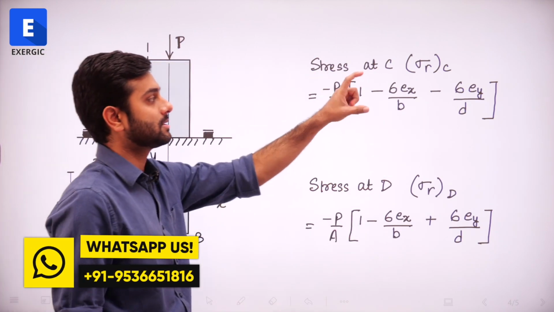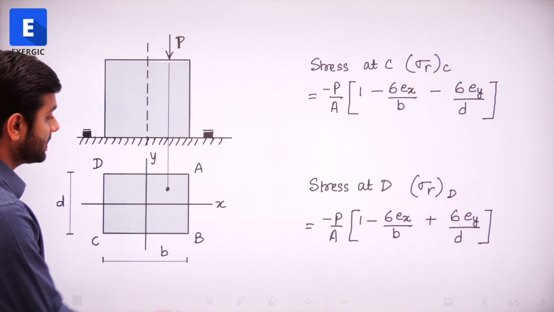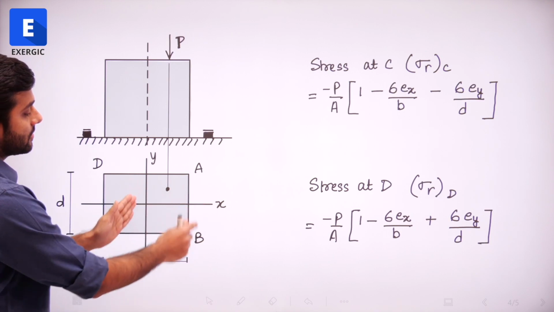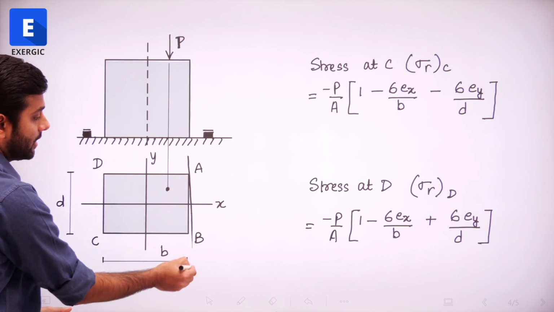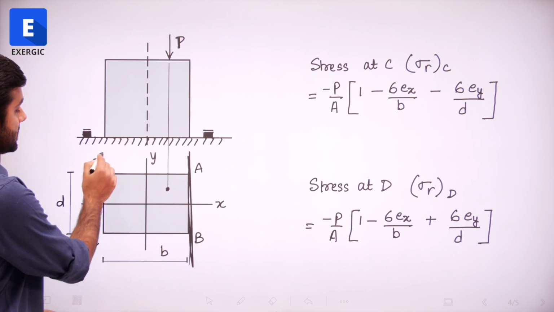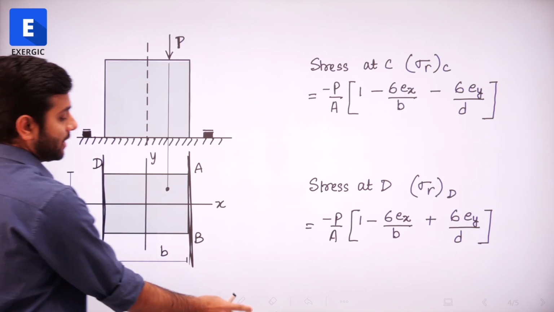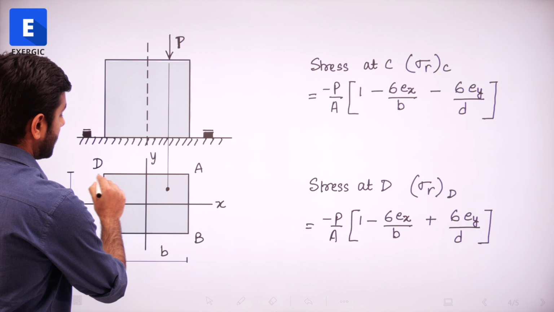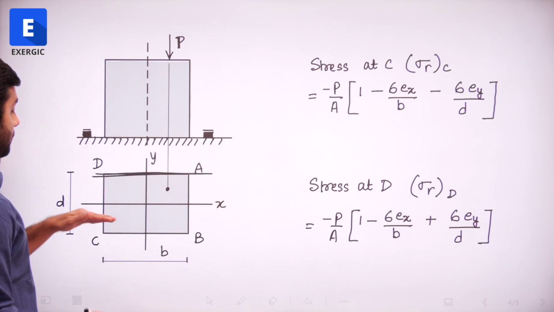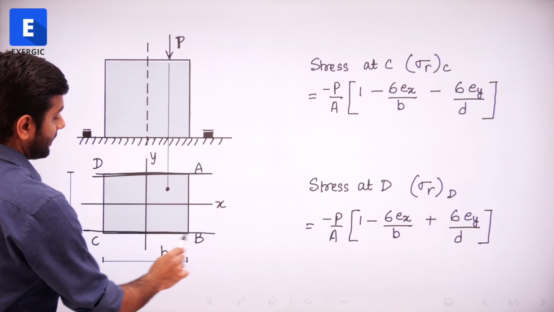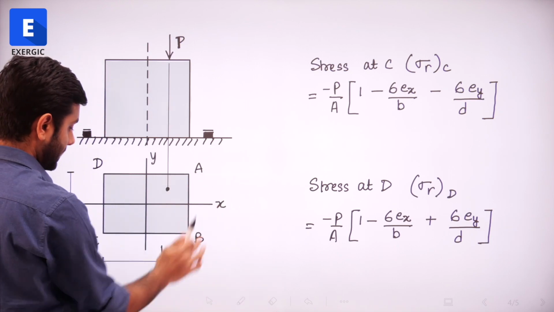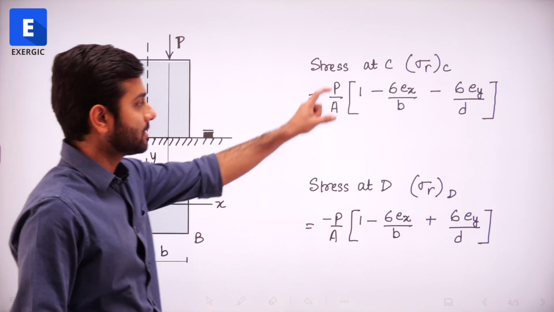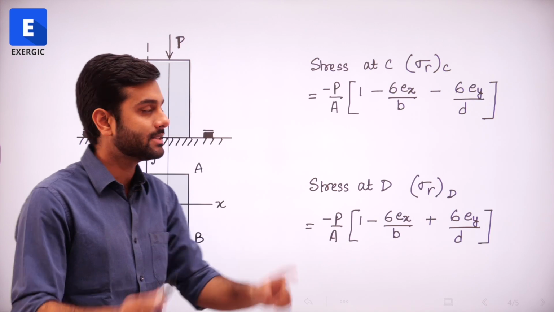Basic expressions are still the same, because all of them, you can see, have x dimension either as b by 2 or minus b by 2, right? A and B have x coordinate as b by 2, C and D have x coordinate as minus b by 2. Similarly, A and D have y coordinate as plus d by 2, and B and C have y coordinate as minus d by 2. So they are very much identical and symmetrical. That's why these terms are not changing, only the plus and minus signs are changing.